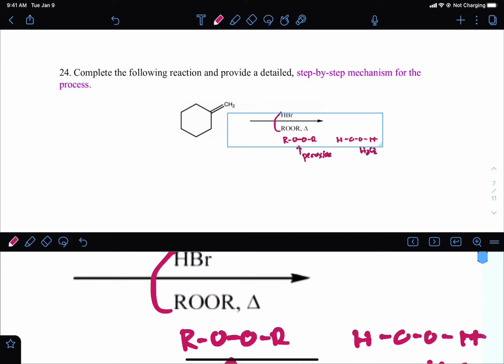Here we violated that rule because we put the H on the tertiary instead of the primary, which already had 2 H's on it. Okay. So this violates Markovnikov's rule. So we call it an anti-Markovnikov reaction.